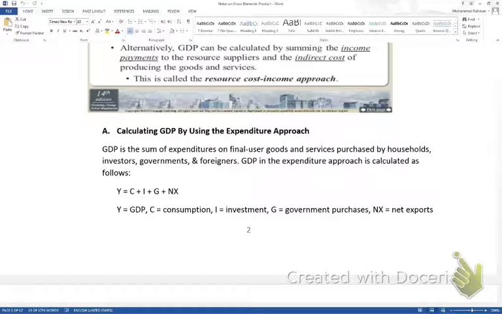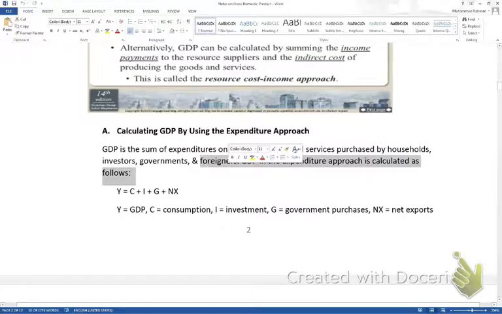What you're looking at right now is called an expenditure approach, where GDP is the sum of expenditures on final goods and services purchased by households, investors, government, and foreigners. So there are these four different kinds of expenditure: expenditure by households, expenditure made by investors, whom we are going to call firms in a minute, government, and foreigners.